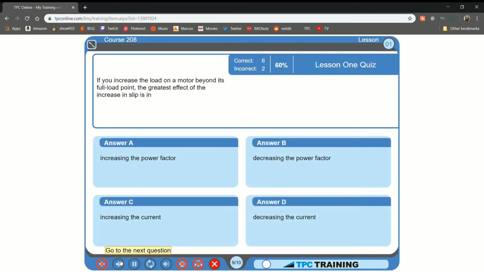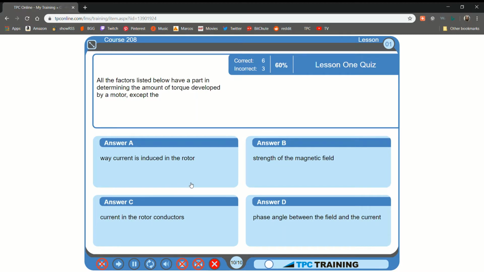If you increase the load on a motor beyond its full load point, the greatest effect of the increase in slip is in A. Increasing the power factor, B. Decreasing the power factor, C. Increasing the current, D. Decreasing the current. That is not correct.